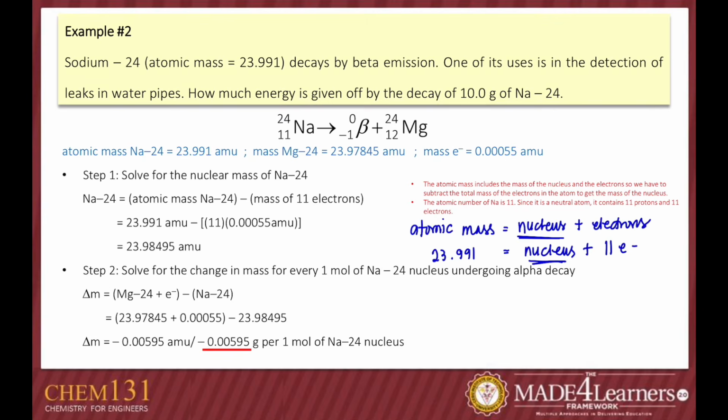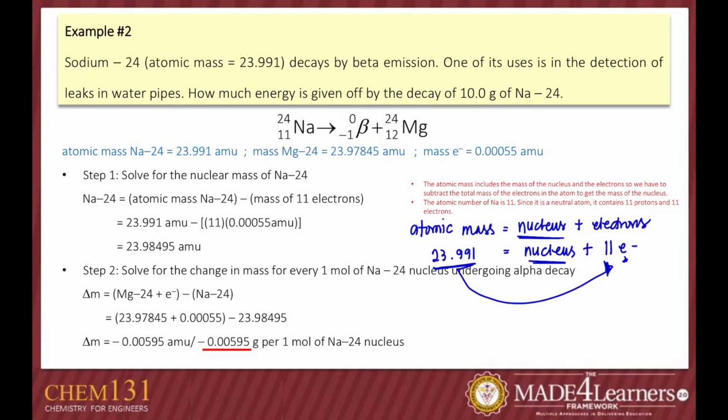So the mass of the nucleus therefore is equal to the atomic mass of sodium 24 minus 11 times the mass of each electron, and each electron has a mass of 0.00055 AMU. So ang nuclear mass diay sa sodium 24 is 23.98495. Sunod, kay na naman kay mass ni sodium 24, then pareha gyapon natong sa previous nga number.